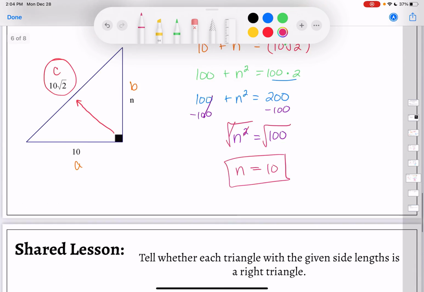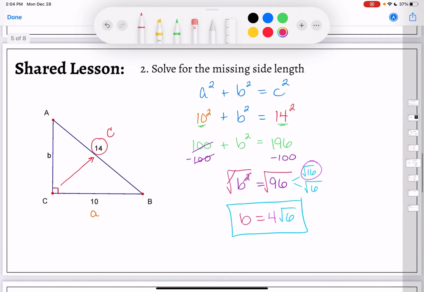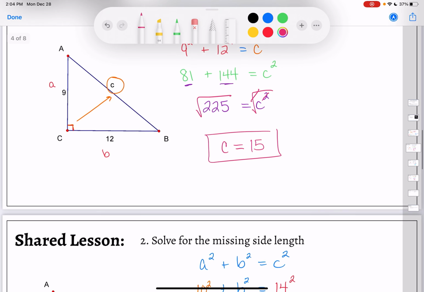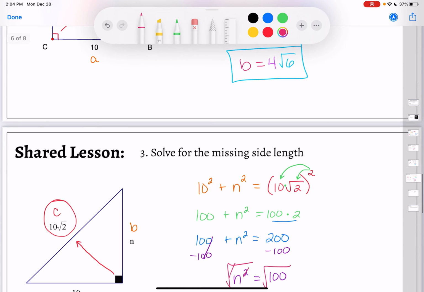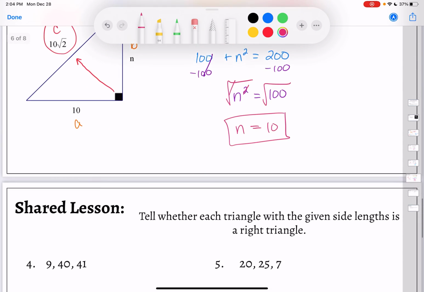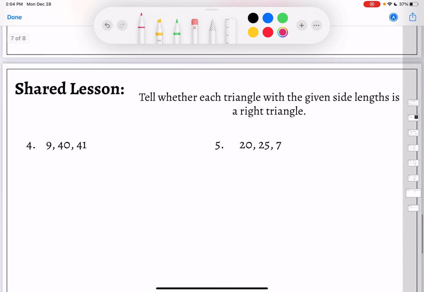All right, so hopefully you're getting the hang of that. Hopefully you got a pretty good feeling on how to use that Pythagorean theorem to find missing side lengths, right? That's what these last three problems have been. Now, this next couple of questions says, tell whether each triangle with the given side lengths is a right triangle. So what they're saying is, in number 4, if a triangle had sides of 9, 40, and 41, would that triangle be a right triangle?